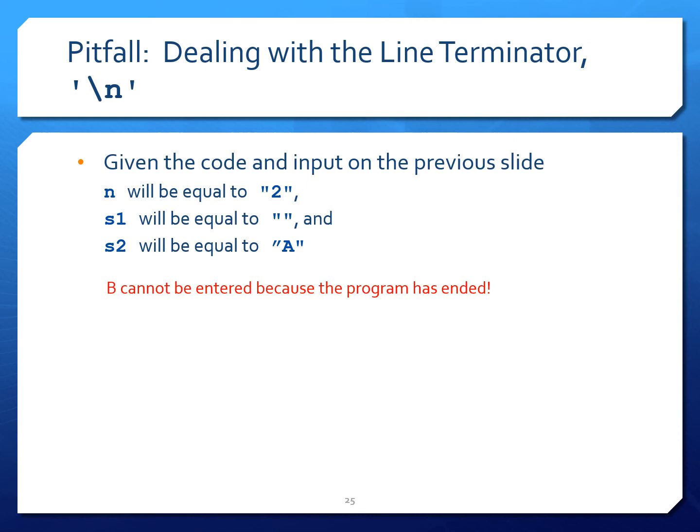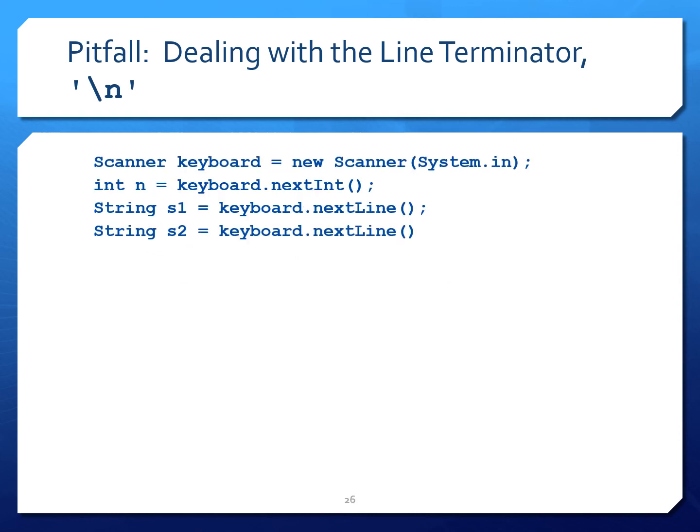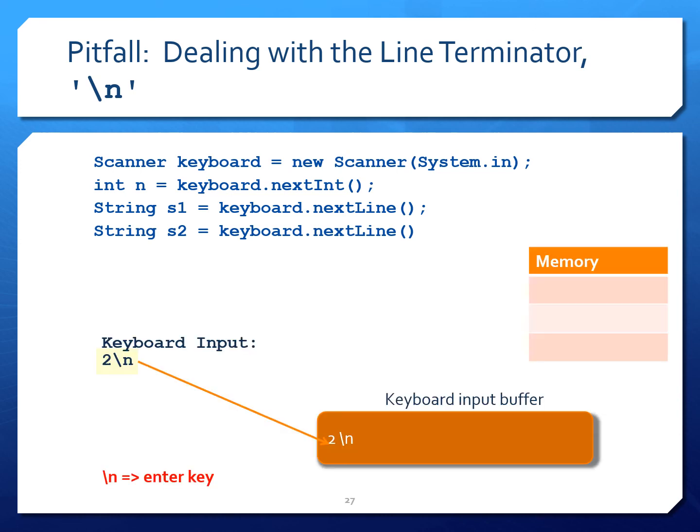Why is that so? Let's take a closer look at this program again. First, we enter 2 and the enter key. It will be read by the nextInt method. n will be assigned 2. However, the nextInt method does not read in the \n. Therefore, the \n will be left in the keyboard input buffer.